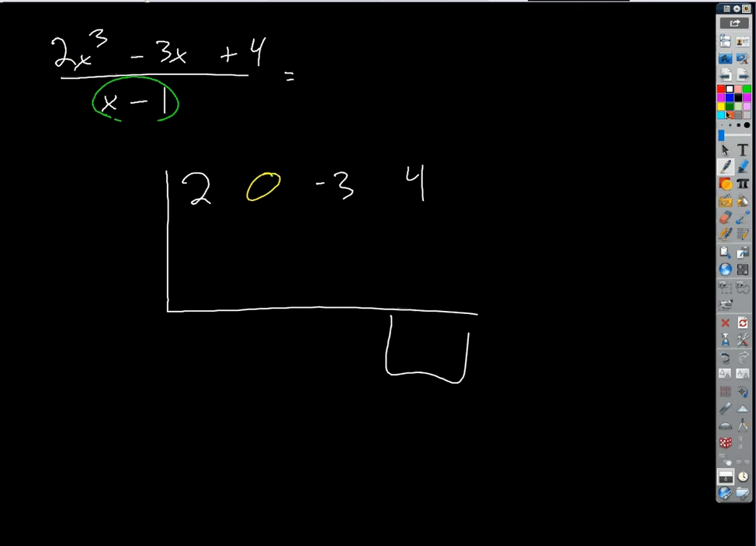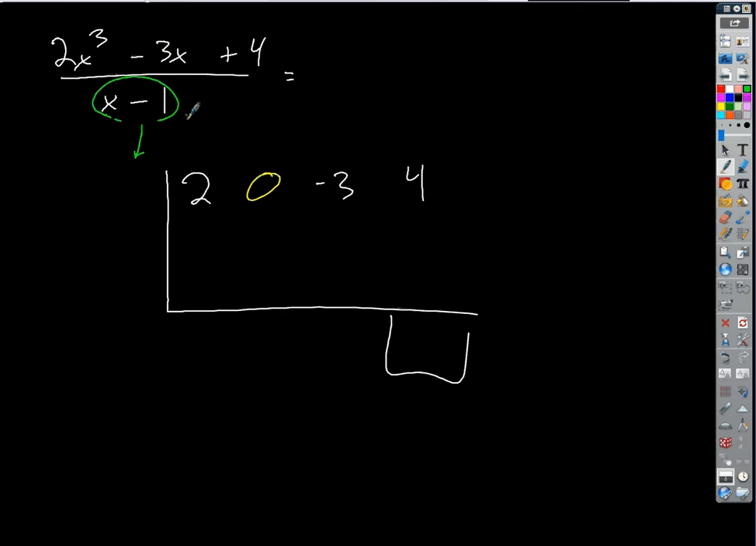Okay, Robert, what number is going to go out front? Not -1. What's it going to be? 1. How come, Lauren? Because it's the 0 of the denominator, right? We want the value of x that's going to make the bottom equal to 0, right?